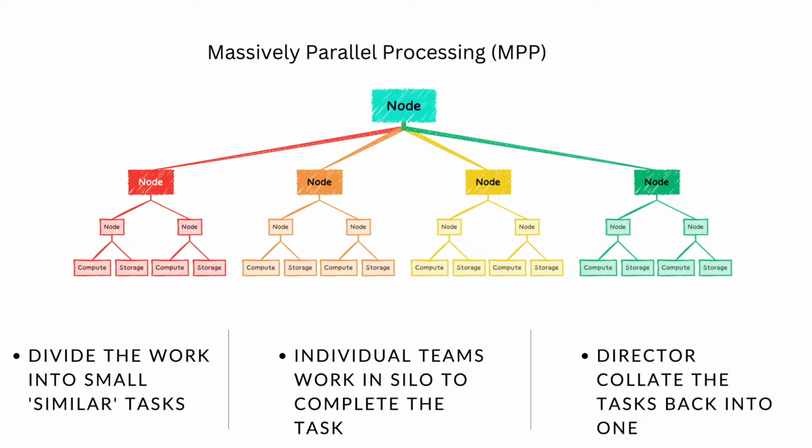I just want you to remember, whenever you hear about MPP, you should remember this image, that there are three characteristics of an MPP system. It divides the work into smaller and similar tasks. Second, the individual teams will be working in silo to complete their respective tasks. And once all the individual teams complete their tasks, they report back to the main node, and the main node collates that information into a single output. If you can understand this, then you know at the high level what an MPP system is. I think as a beginner, this information should be sufficient. So if you are ready, let's move to the next lesson where we'll talk about Columnar database.